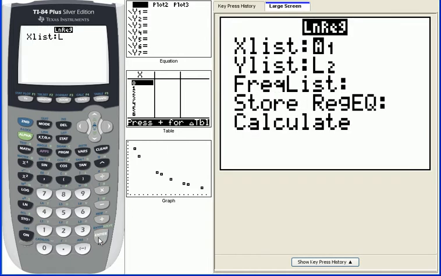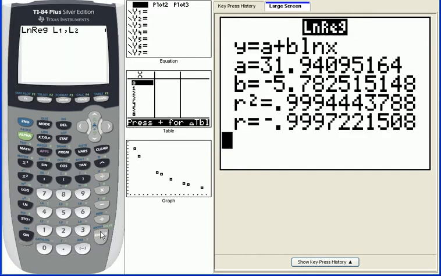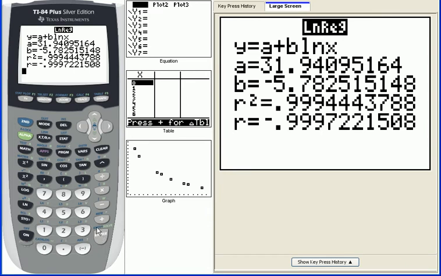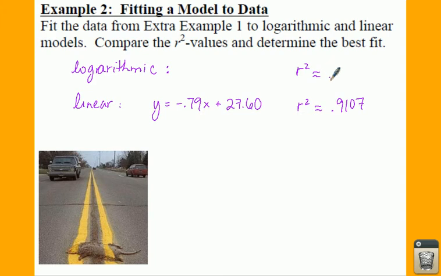So you hit the ln, and you're going to see A is 31.94, B is negative 5.78, and if you look at your r squared value, this is 0.9994. So your r squared is 0.9994, and that's a fantastic fit.